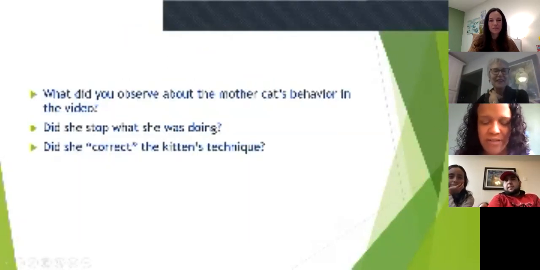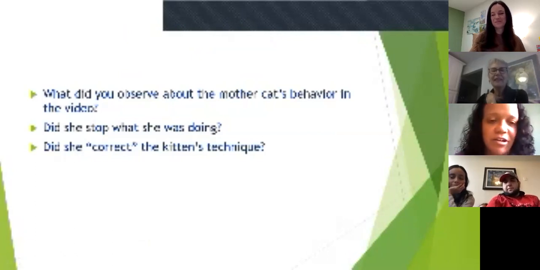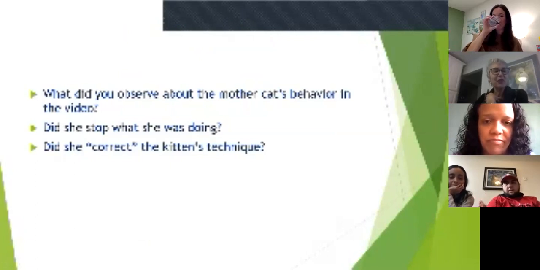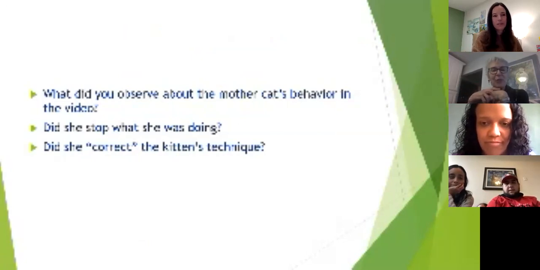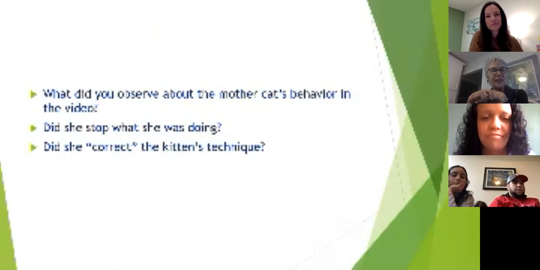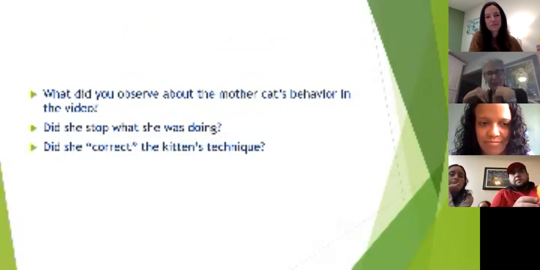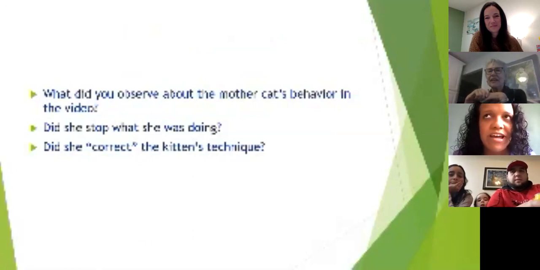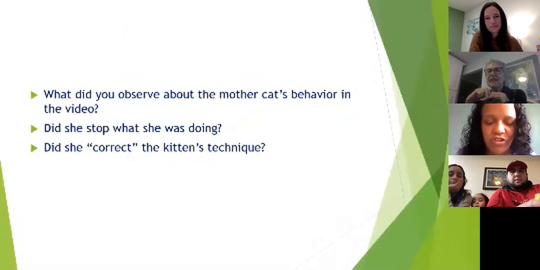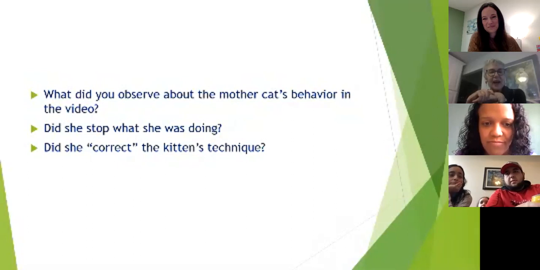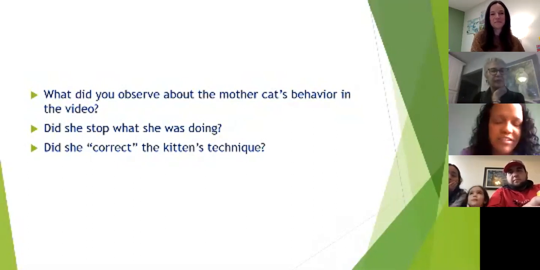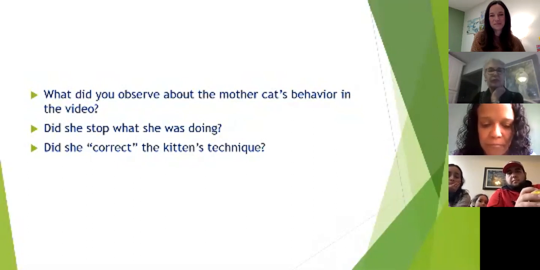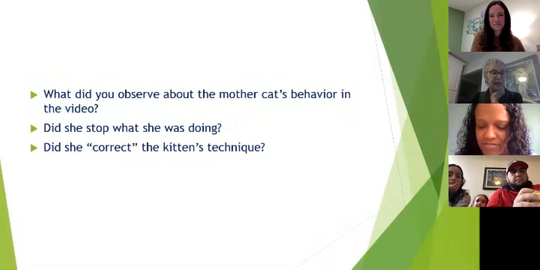So how about this time? Did we observe anything about the mother cat's behavior? The mother cat was using her hands, it was almost like she was doing what the kitten was doing. Then the kitten stopped using her front paws and just started licking herself. Right. Did the mother cat stop what she was doing when the kitten changed what they were doing? I think so. Okay. Do we feel like the mother cat was correcting the kitten's grooming technique? No, I didn't. Okay.